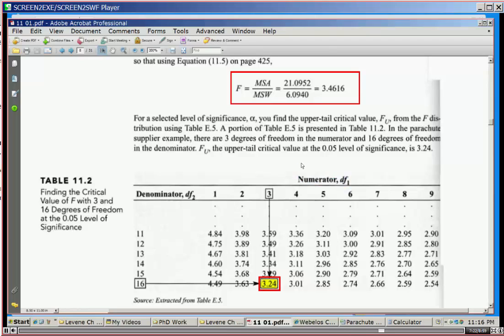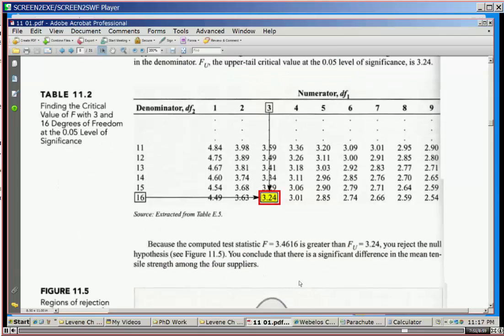First, we select the numerator. In the numerator, we have MSA, among groups. We're going to have to remember the degrees of freedom to vary among 4 groups. There will be 3 degrees of freedom. For 20 measurements grouped in 4 groups, we have 20 minus 4, 16 degrees of freedom. And here is our critical value, 3.24.